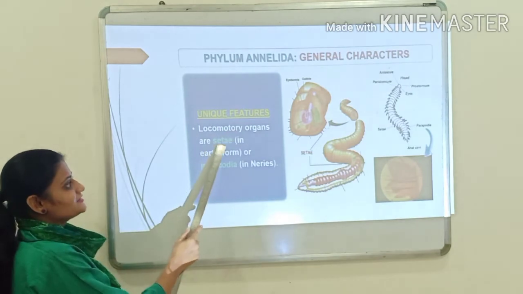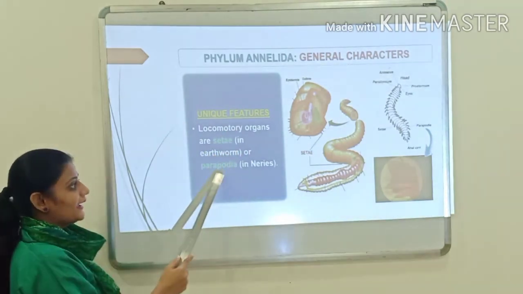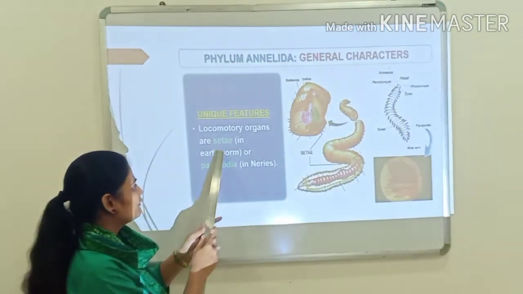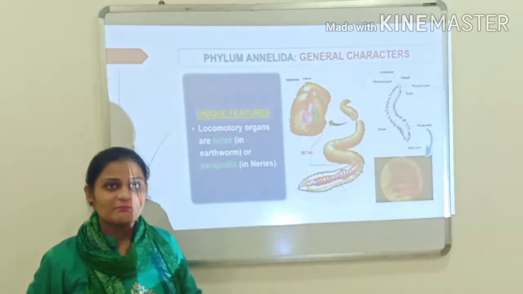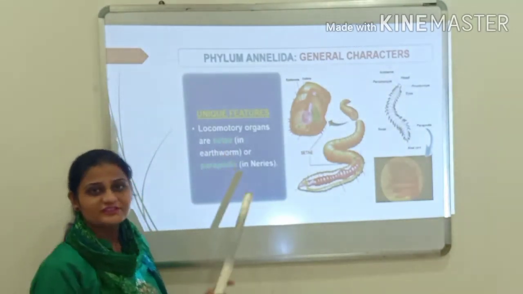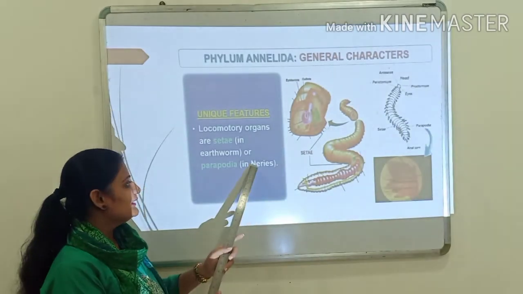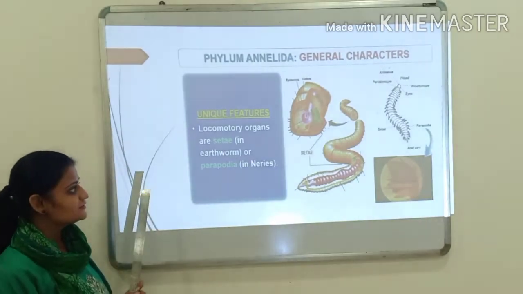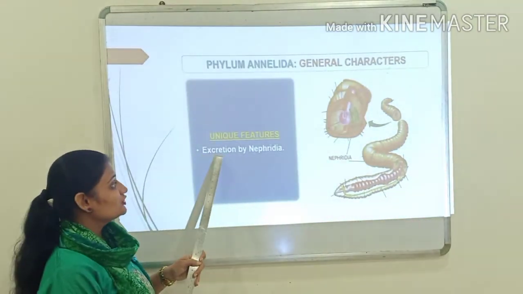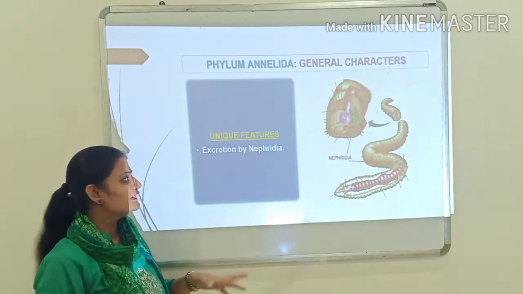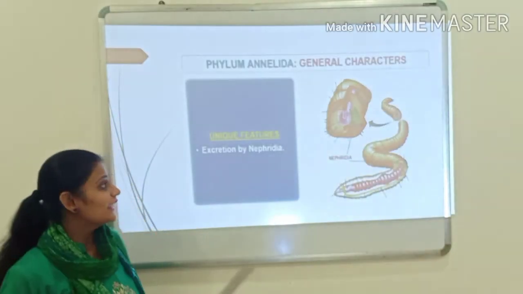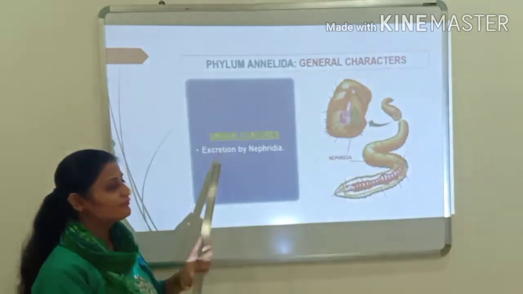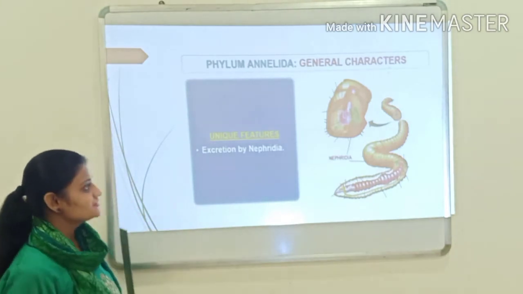Locomotory organs are setae in earthworms and parapodia in Nereis, right? So these organisms, they move with the help of setae. If we talk of earthworms, they can move from one place to another place with the help of setae. So setae are called the locomotory organs. In Nereis, the locomotory organs are parapodia, with which they can move from one place to another place. Excretion occurs by nephridia. Nephridia are the specialized cells which help in removing the waste outside the body, right? So with the help of nephridia, the excretion process takes place.